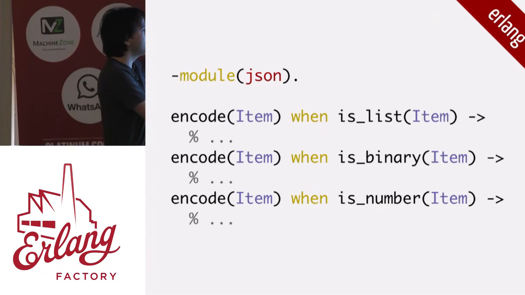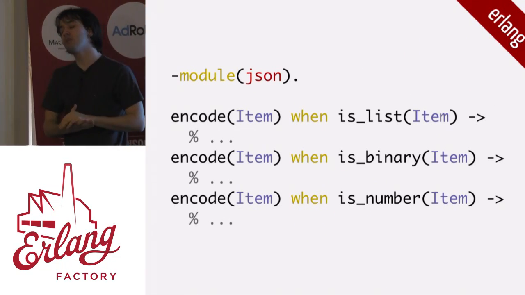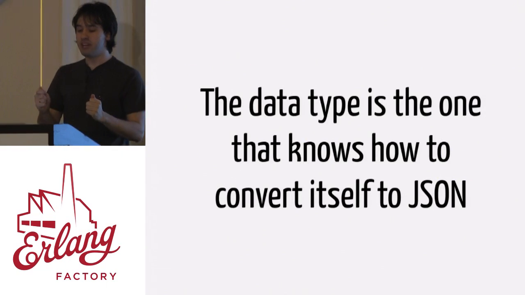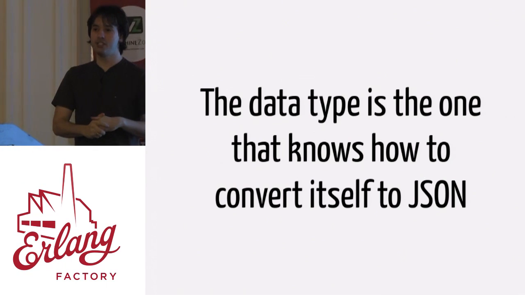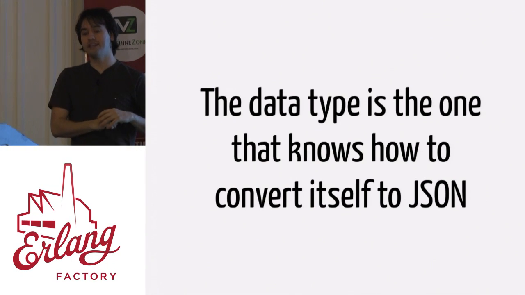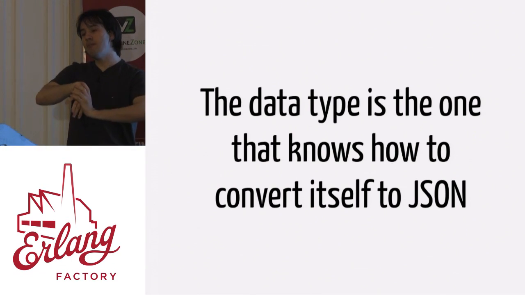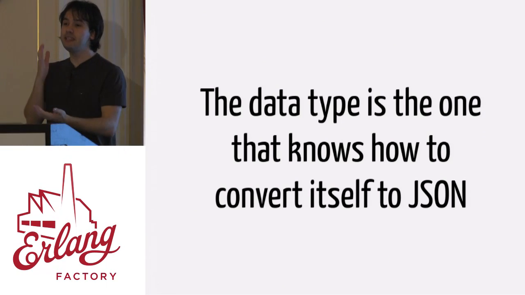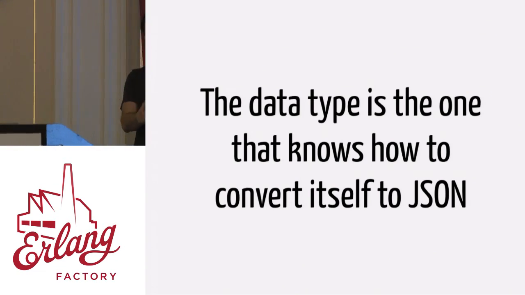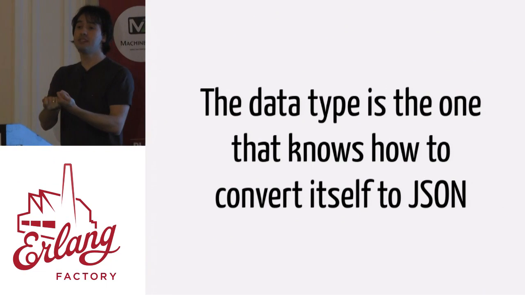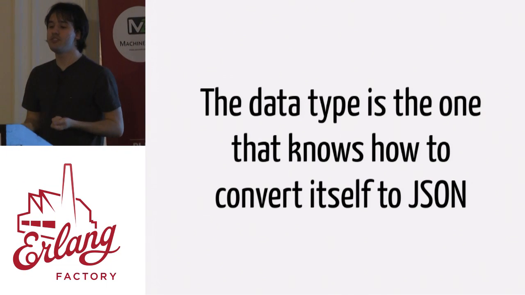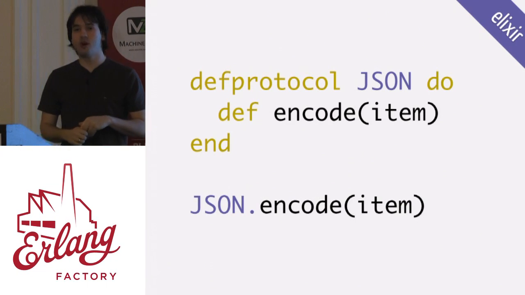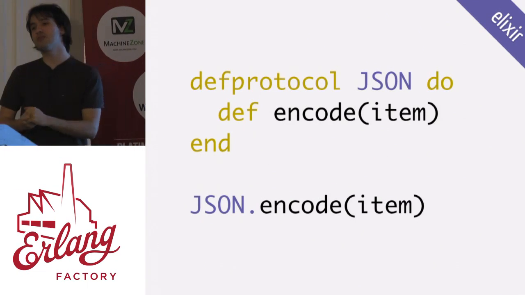All the code is in a single module, in a single place, while the truth is that the data type is the one that knows how to convert itself to JSON. It's not the JSON module. The JSON module cannot know about everything. The one that knows is the data type itself, and the data type is the entity we need to ask: how can you represent yourself in JSON? And this is exactly what protocols in Elixir aim to solve: to bring this polymorphism.